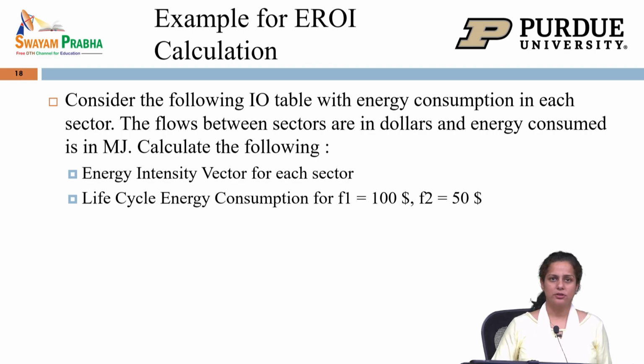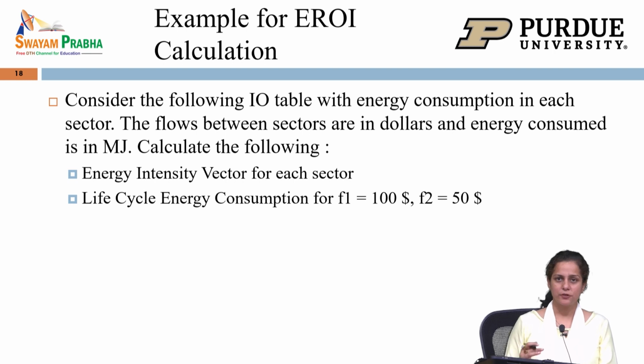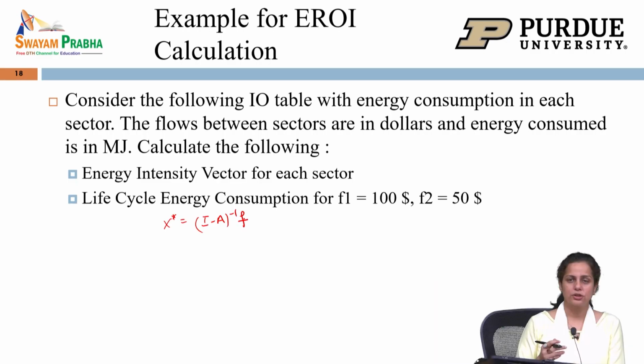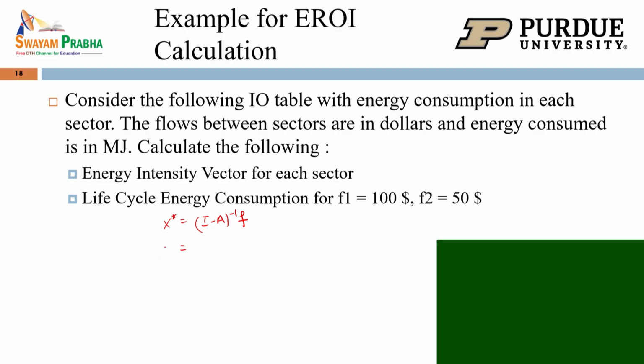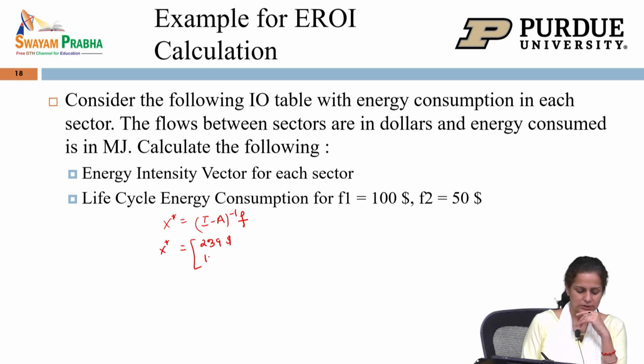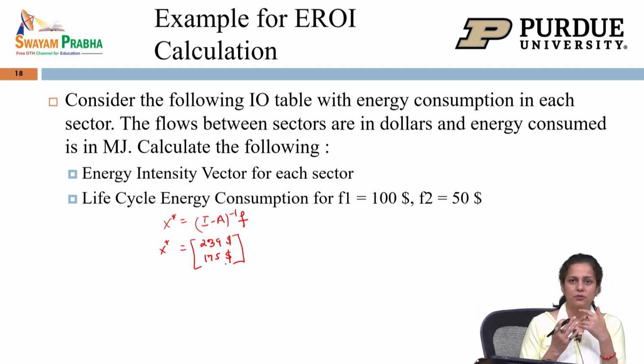Okay, let us look at the solution. I have purposely selected the same final demand that we have used earlier. If you remember, we did this calculation as x star equals (I minus A) inverse times F. That was the Leontief calculation. When you have to do a life cycle calculation using an input output model, you use the Leontief model. If you do that calculation, you will get back our values of $239 and $175.